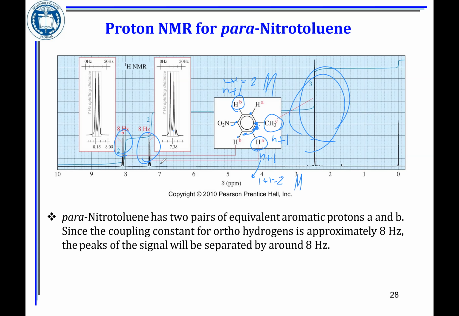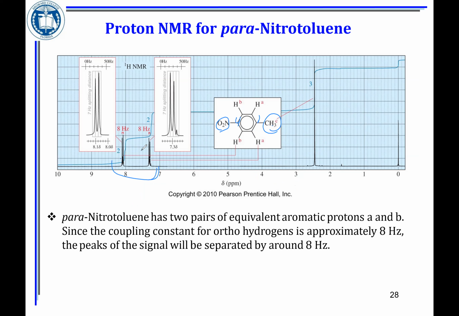So from now on, if between 7 and 8 you see a doublet and a doublet, that means you have an aromatic ring that is di-substituted. And if it's di-substituted, they are in position 1 and 4 with respect to each other. So this is di-substituted: you have a methyl group and a nitro group in position 1 and 4, or the para position. If you have a para di-substituted aromatic ring, between 7 and 8 you will get a doublet and a doublet.